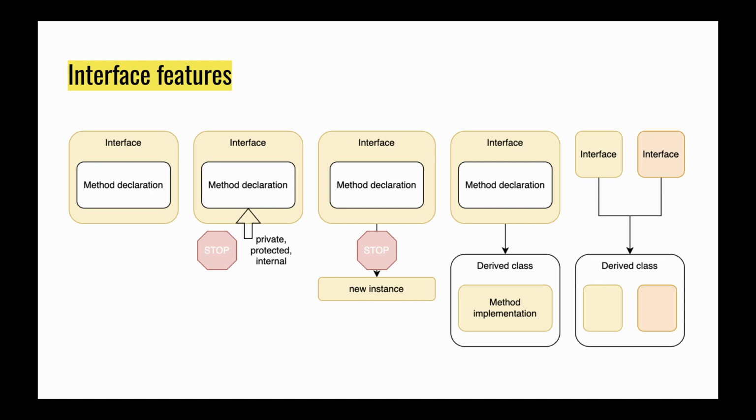A class or structure that implements an interface must provide an implementation for all members specified in the interface definition. A class or structure can implement multiple interfaces.